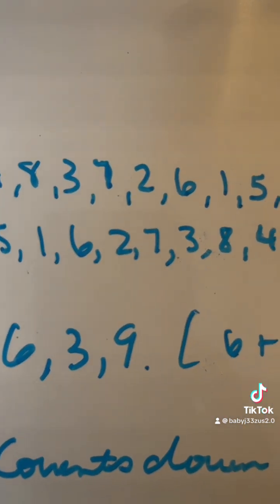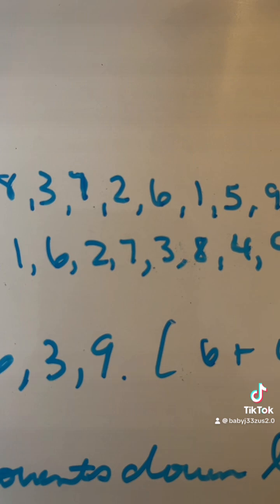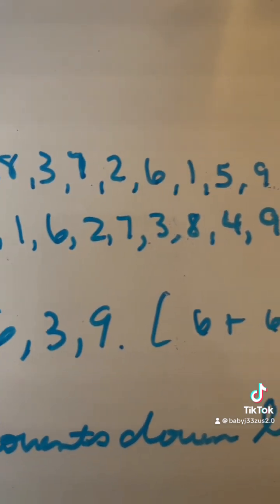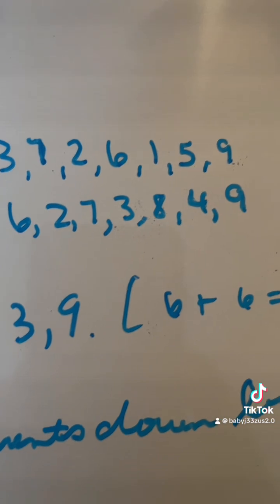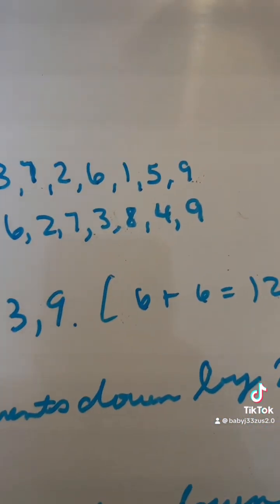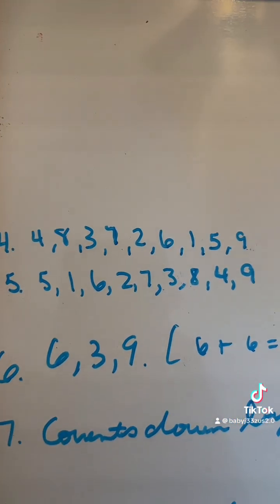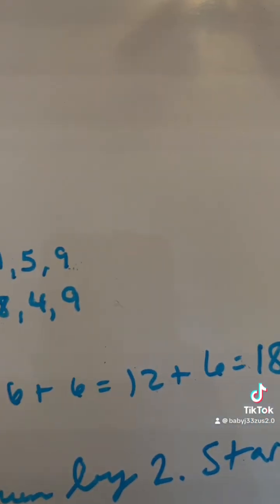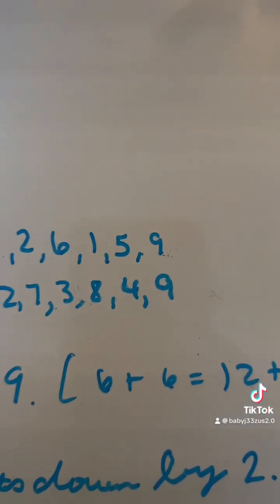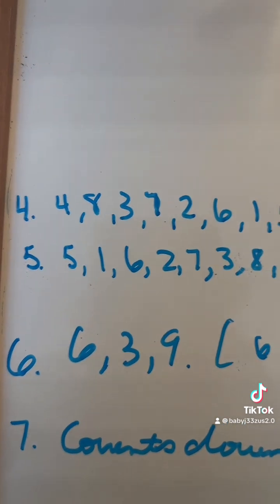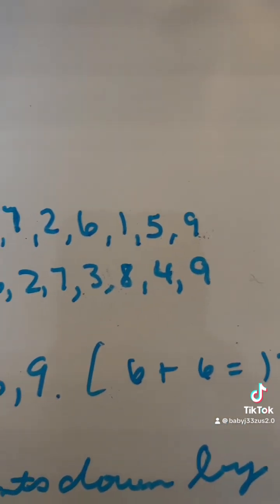25, 2 plus 5 is 7. 30, 3 plus 0 is 3. 35, 3 plus 5 is 8. 40, 4 plus 0 is 4, then 9. Now, remember I told y'all 4 and 5 is the same but flipped. 9 is always at the end, so that's the same. 5 started with 5, 4 ends with 5.